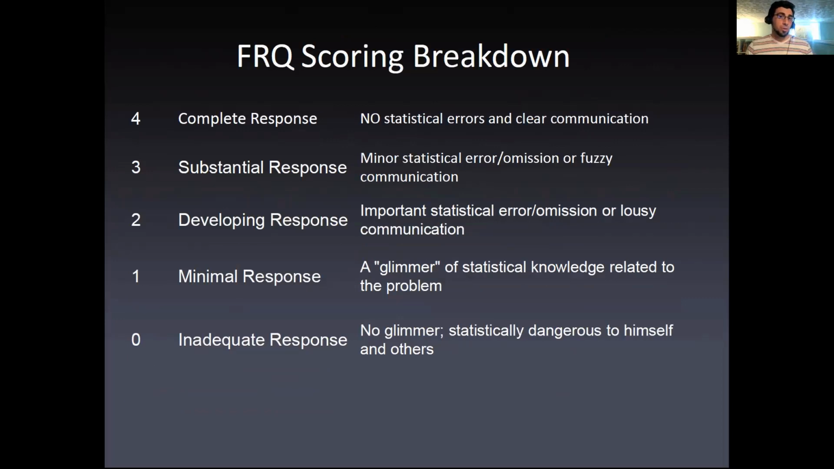Okay, so free response scoring breakdown. You can get 0 through 4. A 4 is like an exemplary answer. You have a complete response, you have no errors, you have clear communication. And then if you want to pause the video here and just read down through this, I'm not going to just read this slide out to you, but this is the basic rubric that they're going to use.